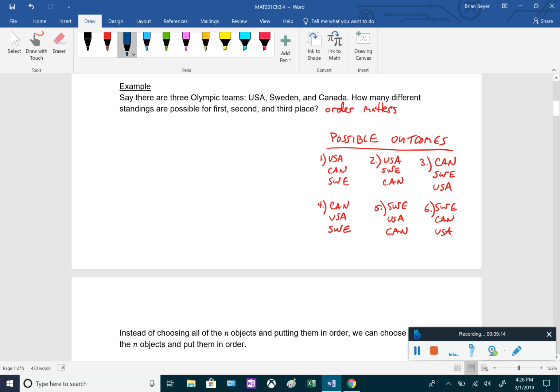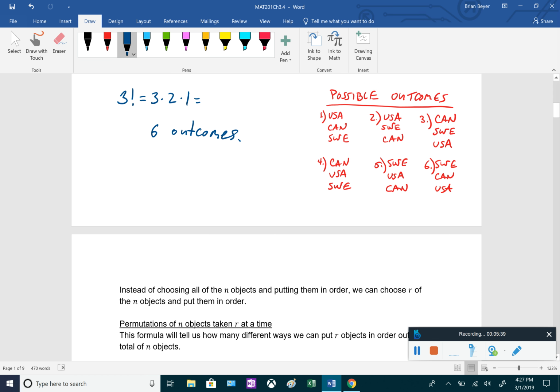So if we didn't want to write out all these outcomes, which is all the outcomes in the whole sample space here, we would say there's 3 different teams, 3 different standings, first, second, third. That's going to be 3 factorial, which is 3 times 2 times 1, which is 6 total outcomes. That's obviously a lot shorter, so we're going to do it that way rather than write everything out.